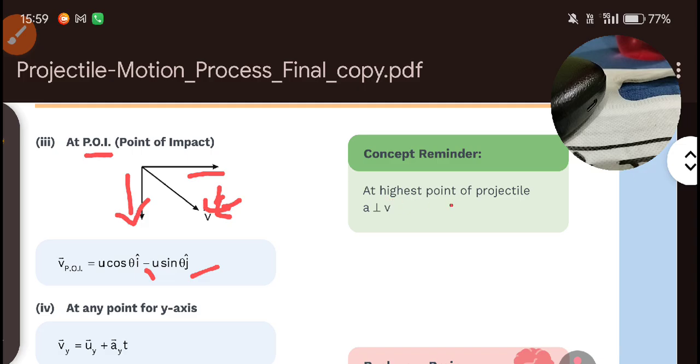Concept, remember: at the highest point of a projectile, the acceleration will be perpendicular to the velocity.